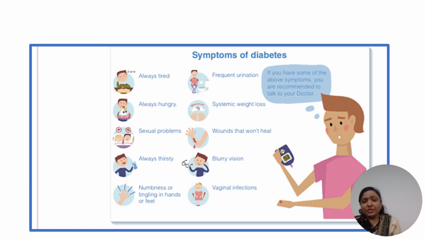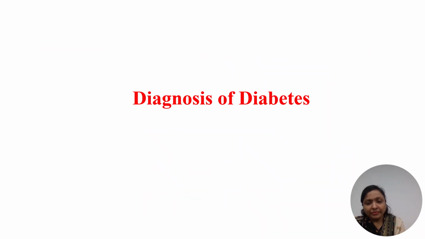This is another pictorial representation of the symptoms of diabetes mellitus. The patient is always feeling tired, hungry, has sexual problems, feels excessive thirst, numbness or tingling in the hands and feet, frequent urination, polyuria, unexplained weight loss, wounds that are not healing on time, blurred vision, and recurrent vaginal infections. If you have some of the above symptoms, you are recommended to consult your doctor so that the investigation can be done and diabetes can be diagnosed appropriately and on time.